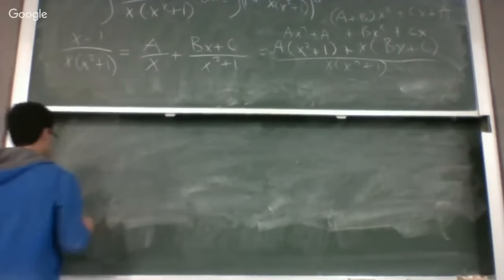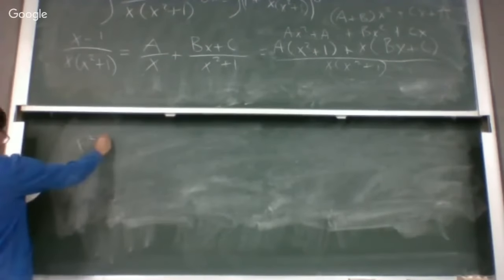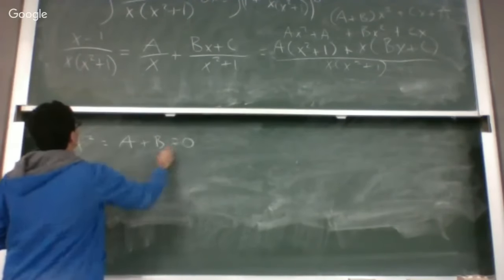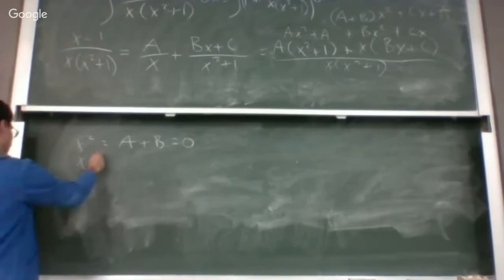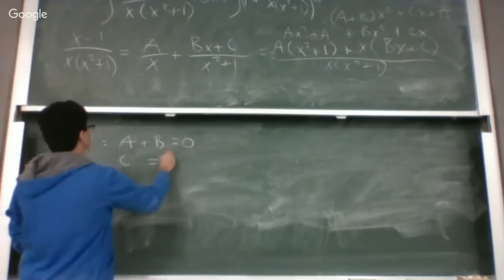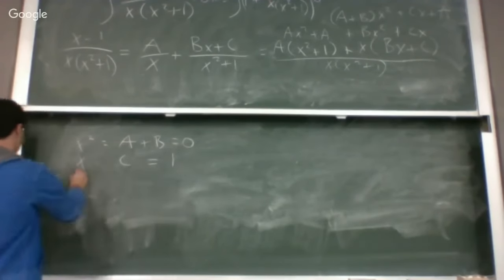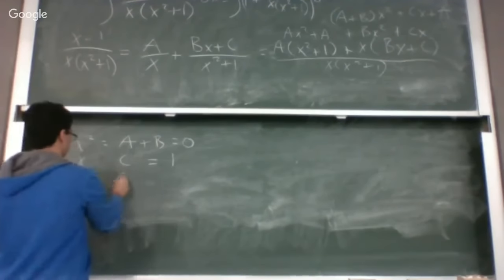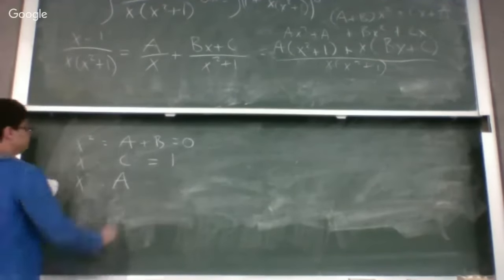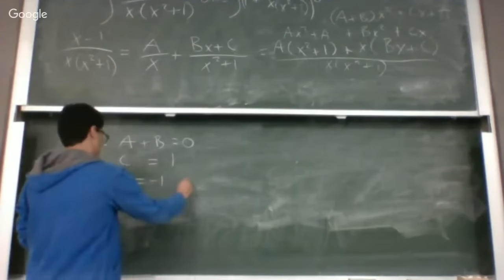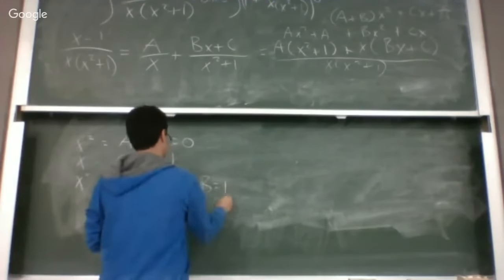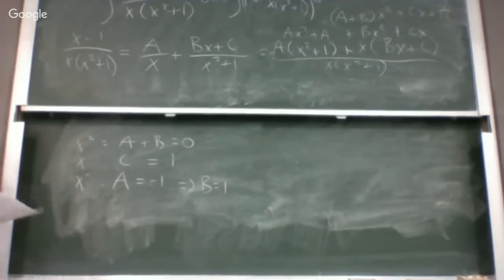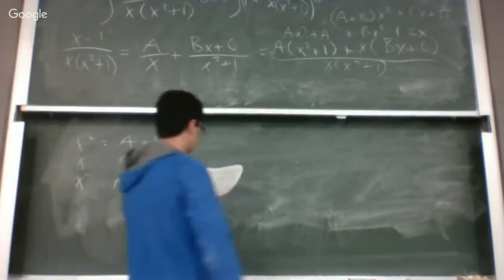So then if we do the common coefficients, we have x squared with a plus b equal to 0. X is c, which is just equal to 1 in this case. X to the 0 power, we have a, which would be equal to negative 1. Therefore, b is equal to 1. Any questions on that? That turned out to be easy to simplify.